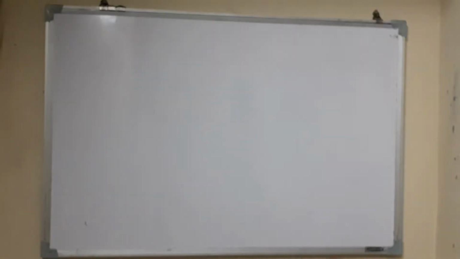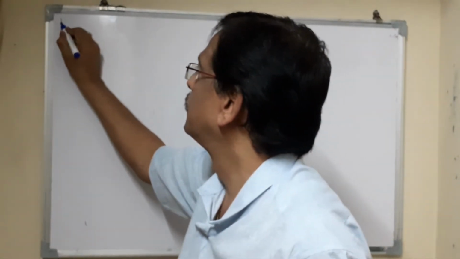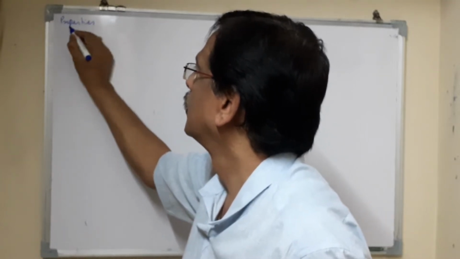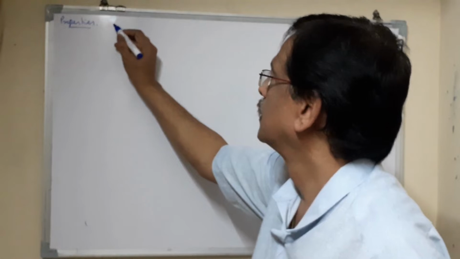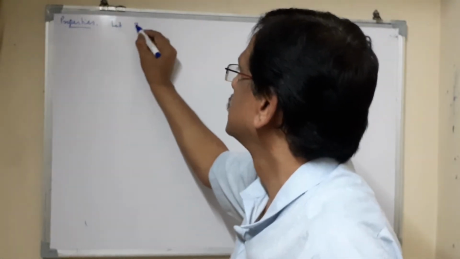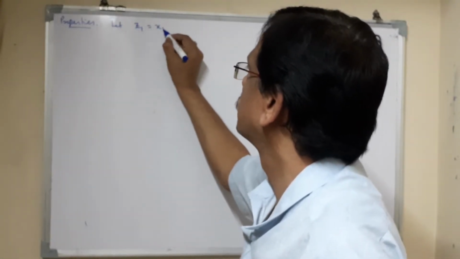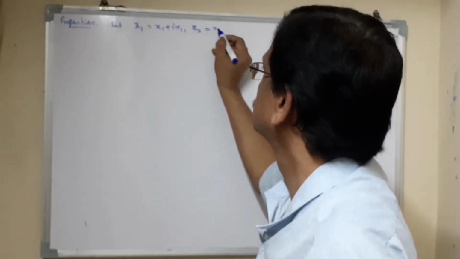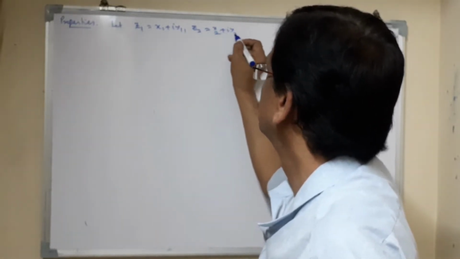Now the same properties will be holding for amplitude. So let z1 equal to x1 plus iy1 and z2 equal to x2 plus iy2 be two complex numbers.